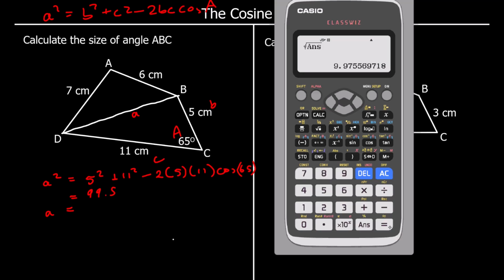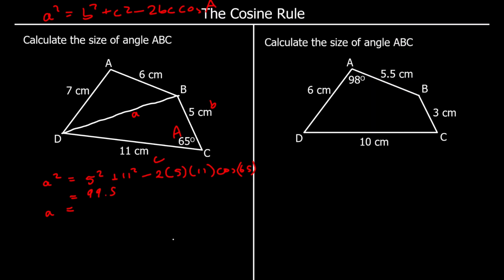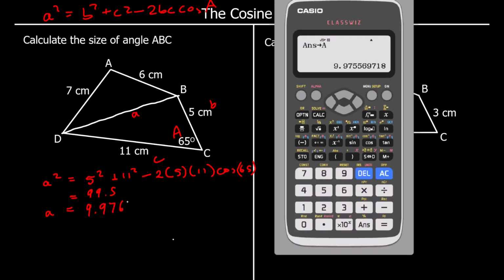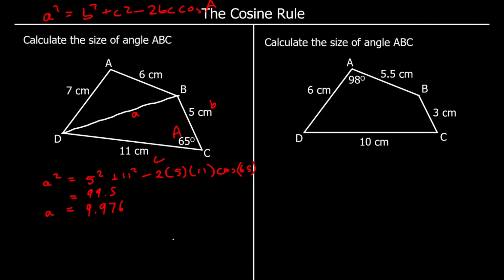I'm going to store this in my calculator actually. So I'm going to click store A, 9.976. And now I'm going to be using this number again, so I've got it stored as A, so I can use the whole number. Now I'm going to work out this angle, CBD, and ABD, and I'll add them together to get ABC.